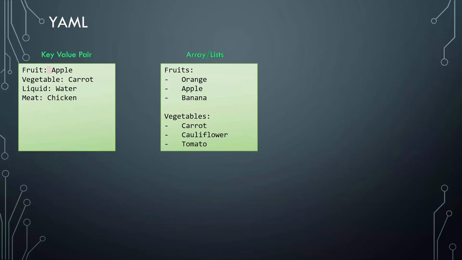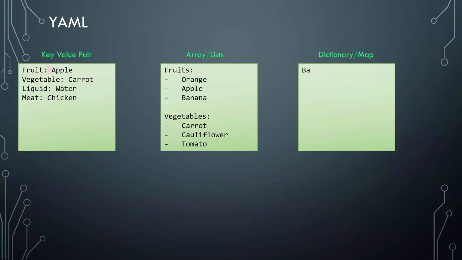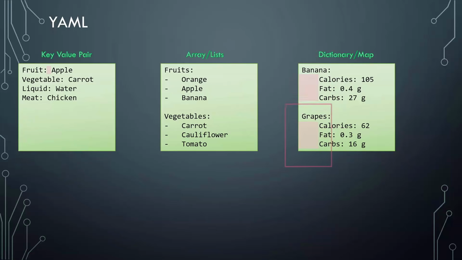How about a dictionary? A dictionary is a set of properties grouped together under an item. Here we try to represent nutrition information of 2 fruits. The calories, fat, and carbs are different for each fruit. Notice the blank space before each item. You must have equal number of blank spaces before the properties of a single item, so they are all aligned together.